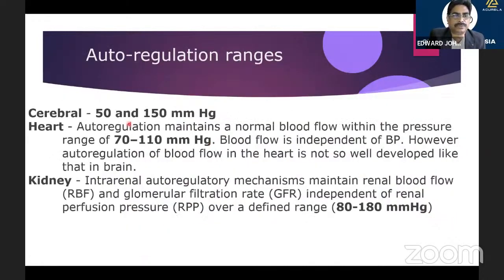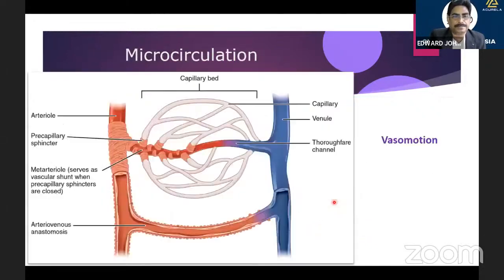So the auto-regulation for cerebral is 50 to 150. In the heart, it is 70 to 110, but there is no defined auto-regulation for the coronary circulation. Blood flow is independent of BP. In the kidney, there are intrarenal auto-regulatory mechanisms to maintain the renal blood flow and also your GFR. So it is maintained at 80 to 180 mm of mercury. It is the auto-regulation of the kidney.